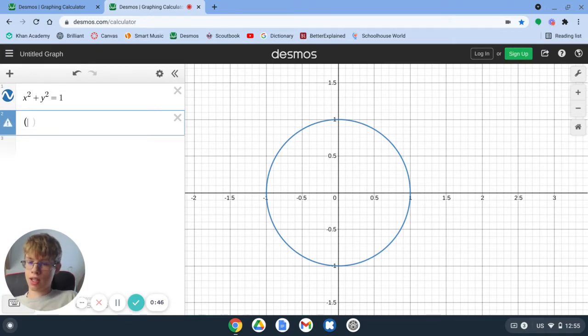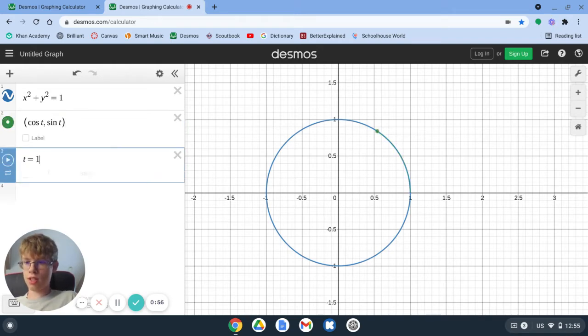Basically, you say that the x component is equal to cosine of t, and the y component is equal to sine of t, and let's actually add a slider for t. And basically, as you change t, this point goes around the circle. So for all values of t, this graphs the circle.